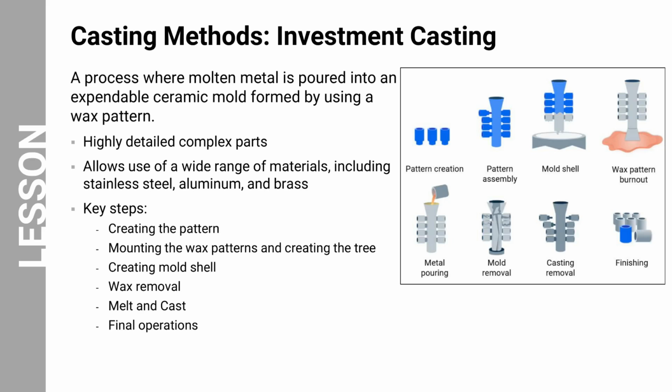It begins with creating the pattern, followed by mounting the wax patterns and creating the tree structure. Next, the mold shell is created around the wax assembly, after which the wax is removed through a melting process. Once the mold is prepared, the chosen metal is melted and cast into the ceramic shell. The process concludes with final operations such as removing the ceramic shell, cutting parts from the tree, and performing any necessary finishing operations to achieve the desired specifications.